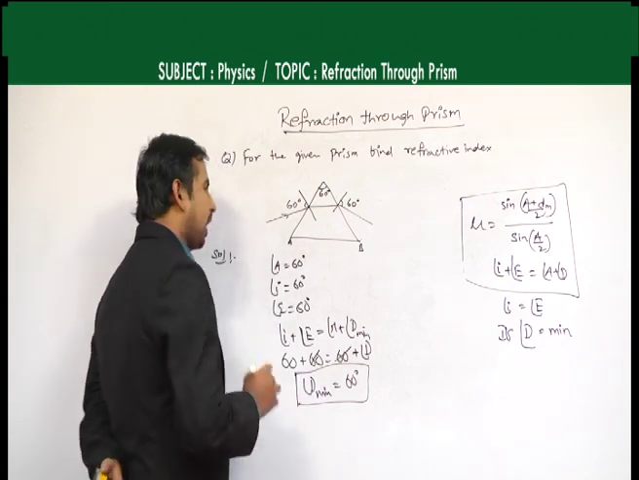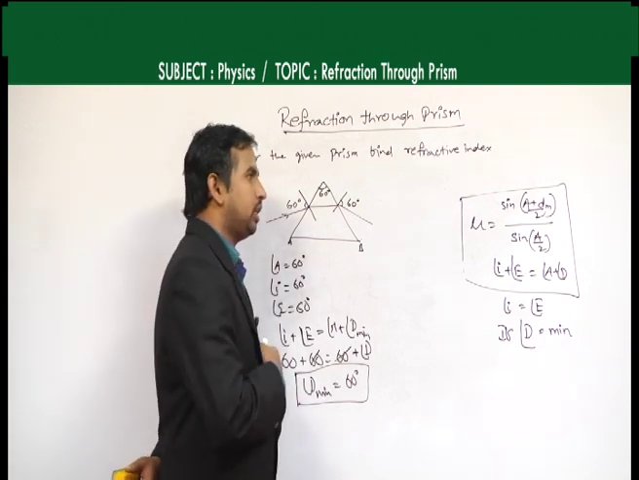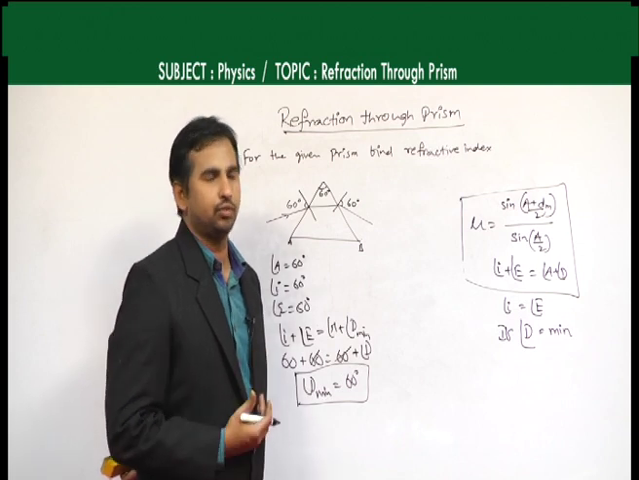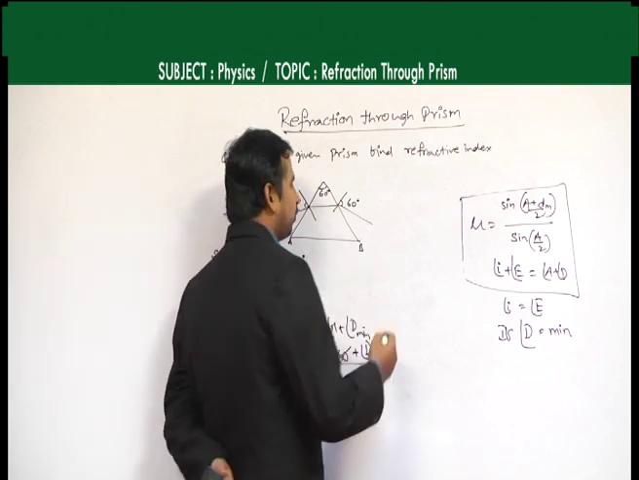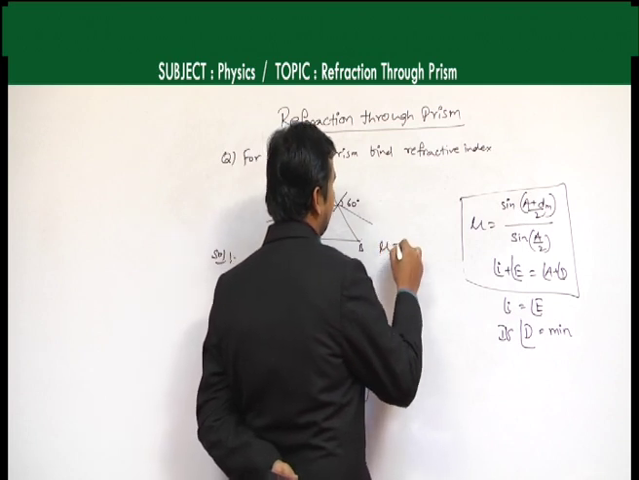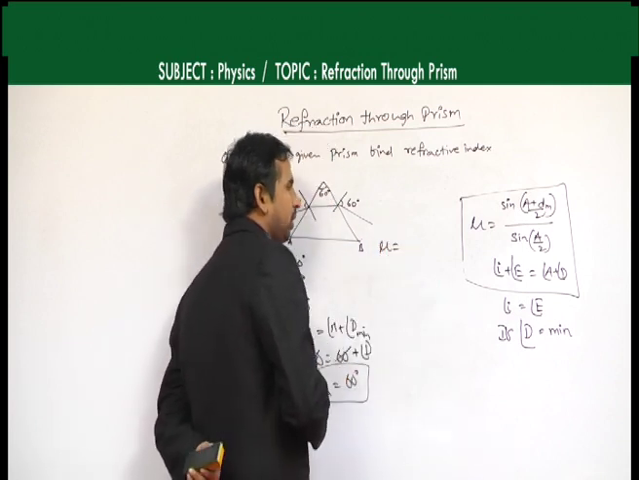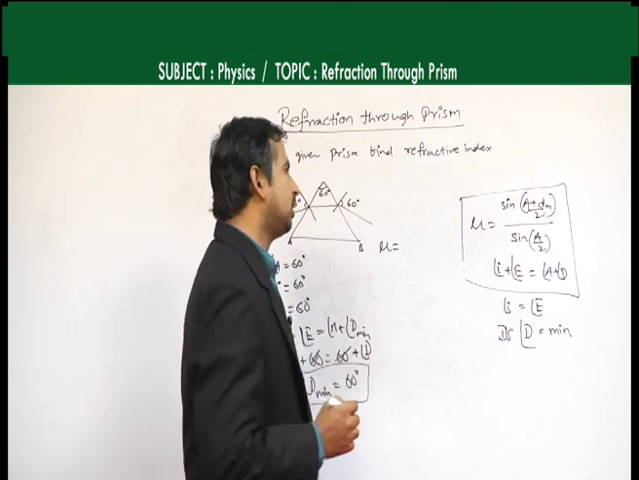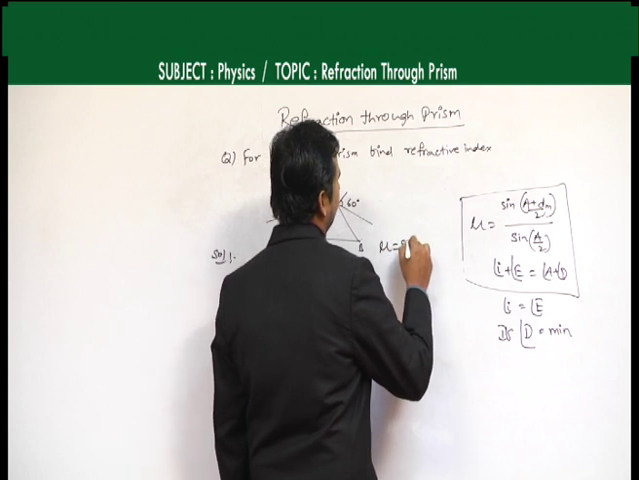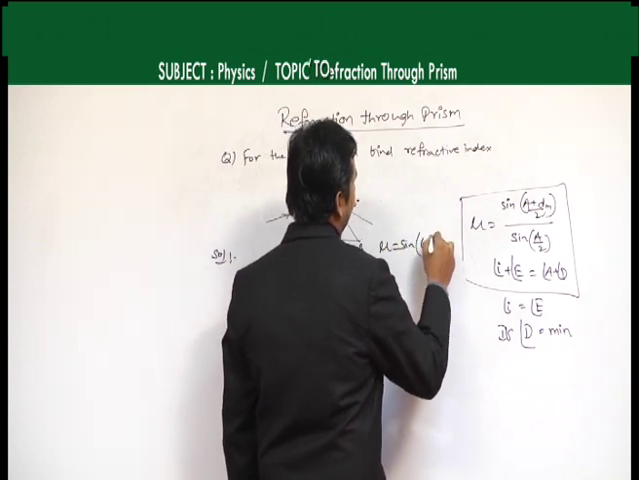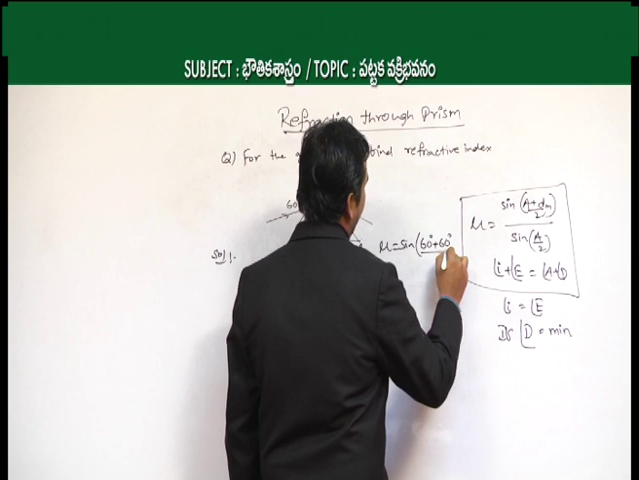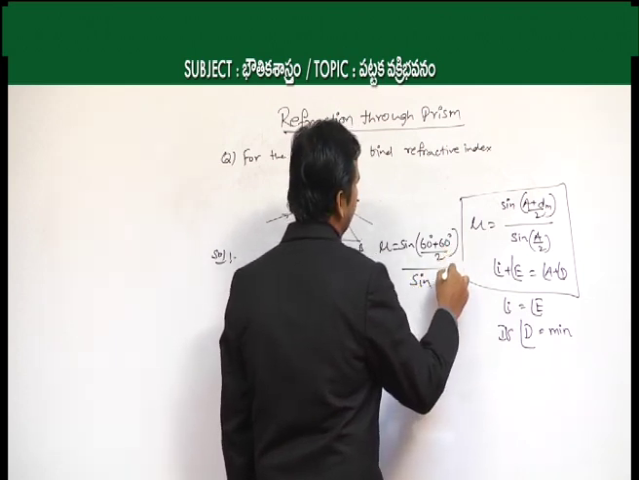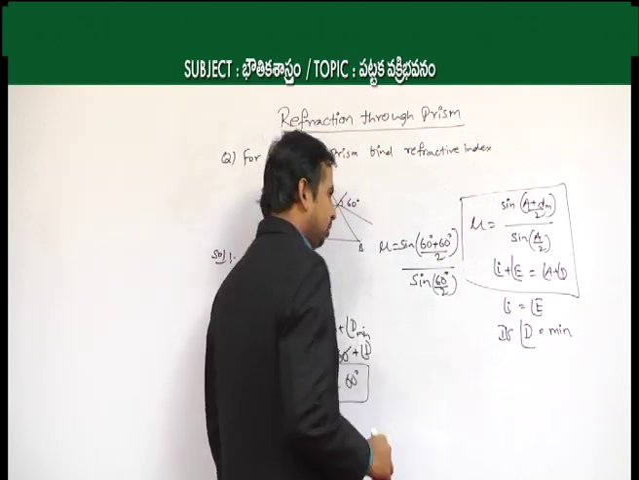Now, once you have got the angle of minimum deviation, in the given problem we have to find the refractive index of the glass prism. If you want to find the refractive index of the glass prism, sine of (A plus Dm) by 2 divided by sine of A by 2 is the formula we have to use. The angle of the prism is 60, the angle of deviation we got is 60, so sine of (60 plus 60) by 2 by sine of A by 2, where the angle of the prism is 60 by 2.